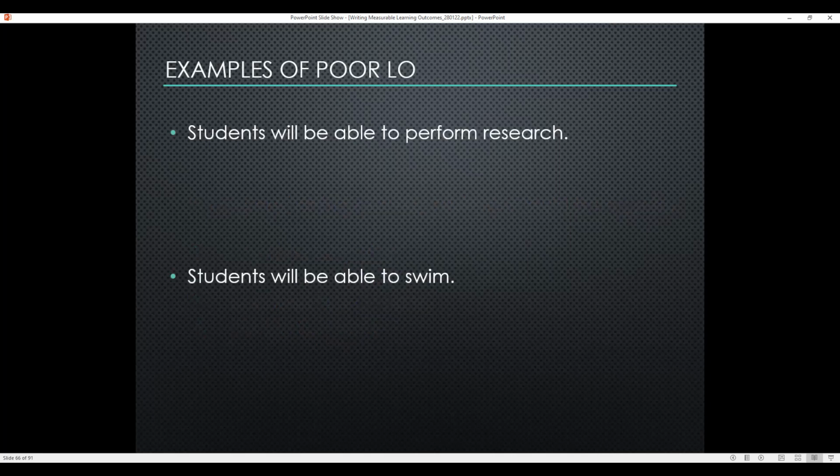Let's look at these two here. Students will be able to perform research and students will be able to swim. Are they good? Are they good LOs? No. No good, I told you already, no good. Okay, so how do we fix it? What's the problem here? What's the problem with the first one? Too general. Too general, okay.